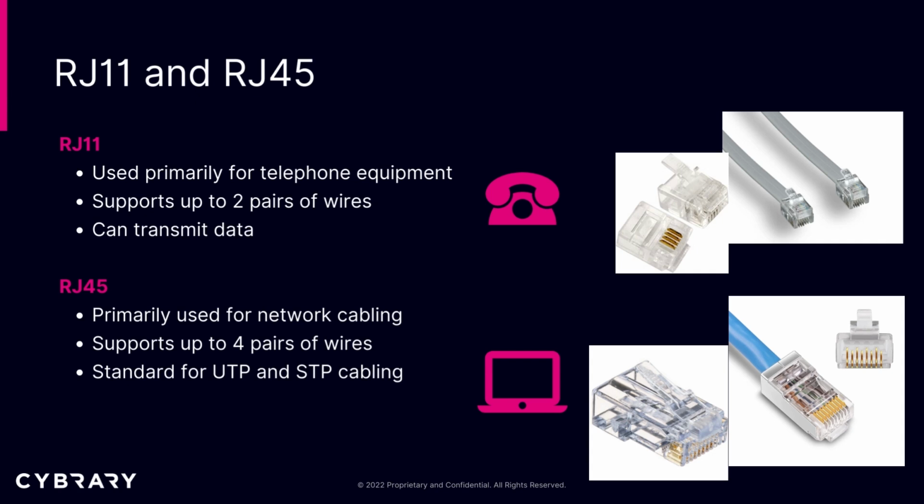At the end of those cables, you're going to put what's called a connector on it, whether it's a twisted pair category 5 type cable or a phone cable that only has two pairs. So you're going to use either an RJ11 or an RJ45. The RJ11, which is the telephone equipment cable or telephone wire, is used primarily for telephone equipment, supports up to two pairs of wires, and it also can transmit data as well as telephone and voice. The RJ45 is primarily used for network cabling. It supports up to four pairs of wires, and it's standard for the UTP and STP cabling.